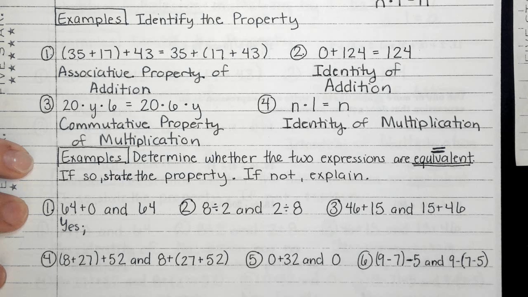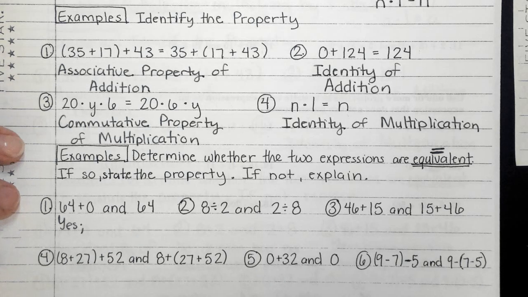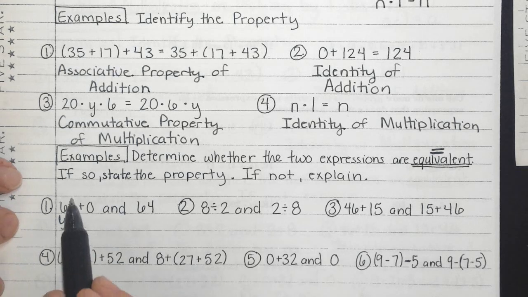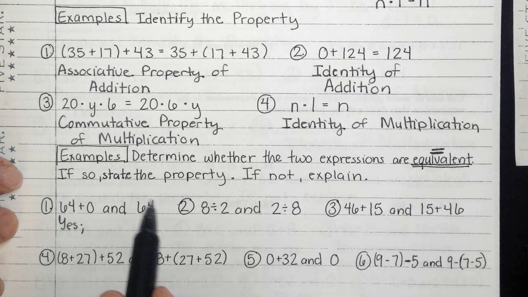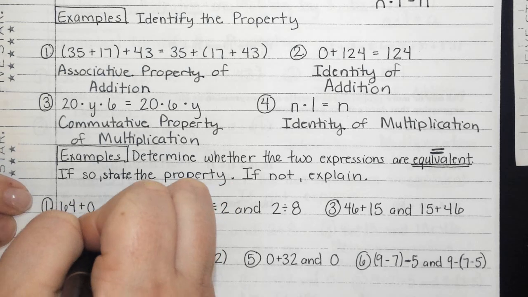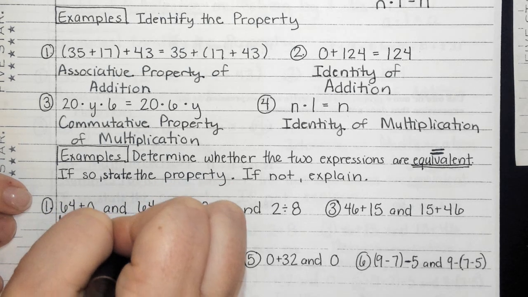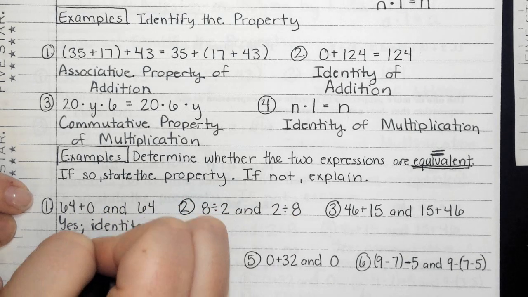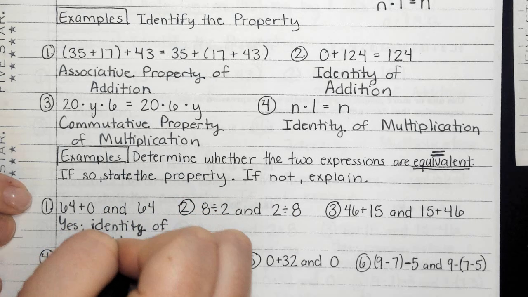From the 4 properties that we listed up above, what property says 64 plus 0 equals 64? Noah? Associative property of addition. So associative would be those parentheses moving. There are no parentheses here, so that can't be it. RJ? Identity of addition. Did 64 change? No, 64 kept its identity. So this would be the identity of addition.